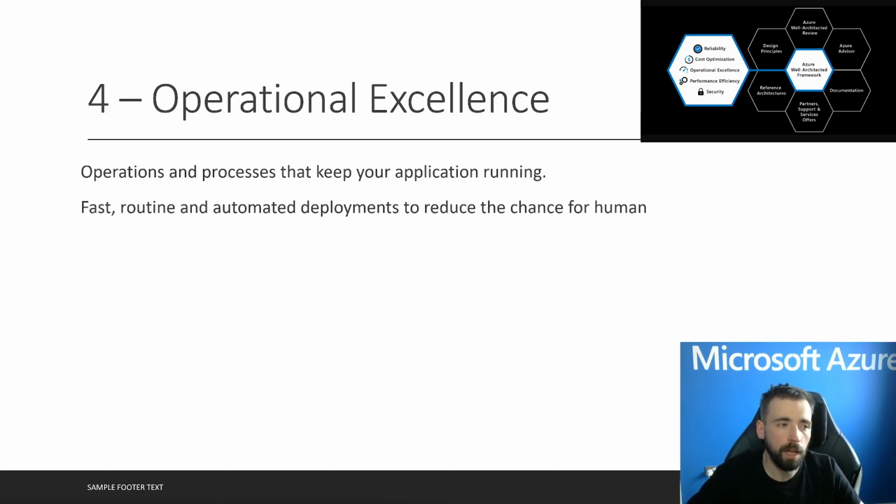Next, we've got operational excellence. This is around the ongoing operation of the application, ensuring that we've got the processes in place to keep the application running. We should, where possible, automate as much as possible around the deployment of new application code. We need to reduce human intervention where possible, and there's a lot of Azure services that can enable us to do this, and operational excellence allows us to consider these services.